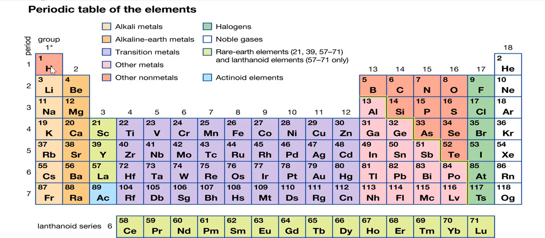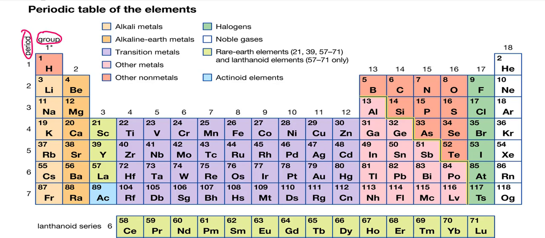So we have a vertical column here, labeled as 1, 2, 3, 4, 5, 6, 7 until 18. The vertical column here represents the group. And the horizontal row, 1 2 3 4 5 6 7, the horizontal row here represents the period.